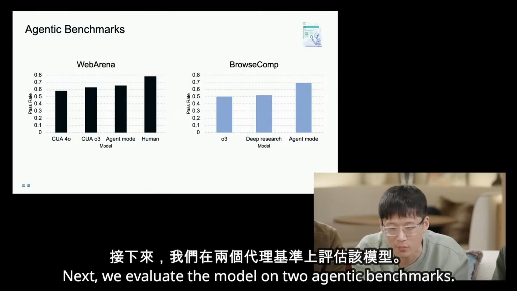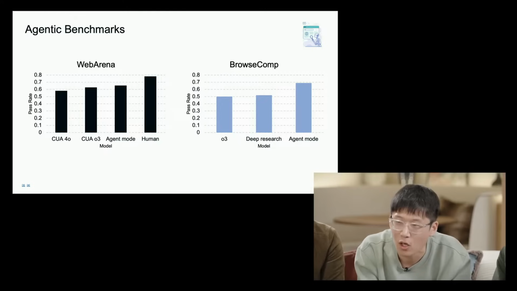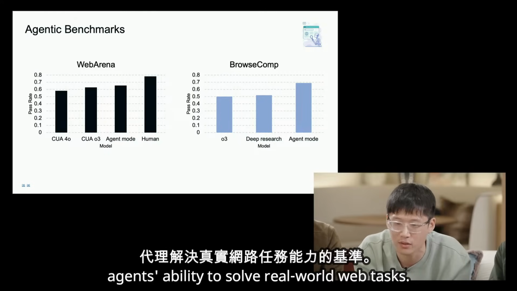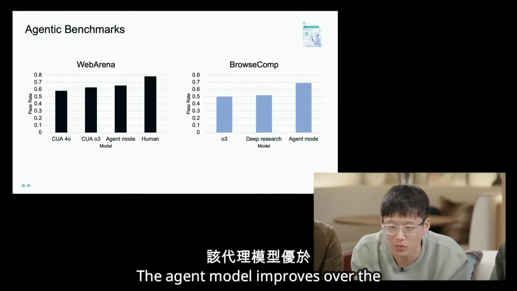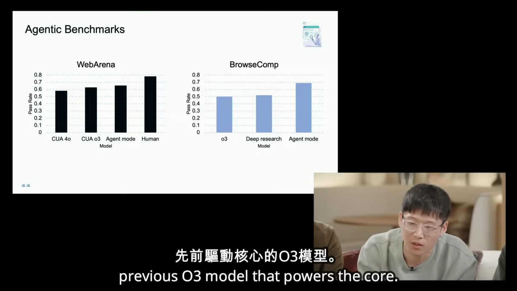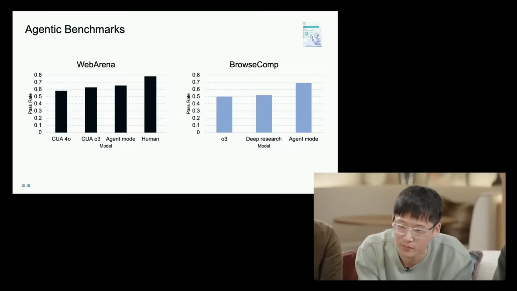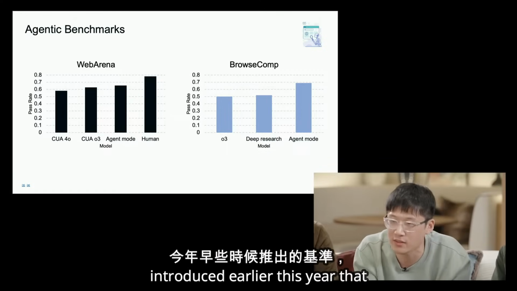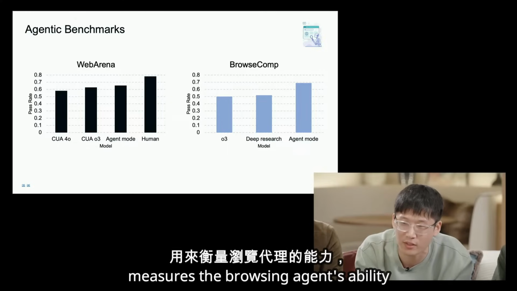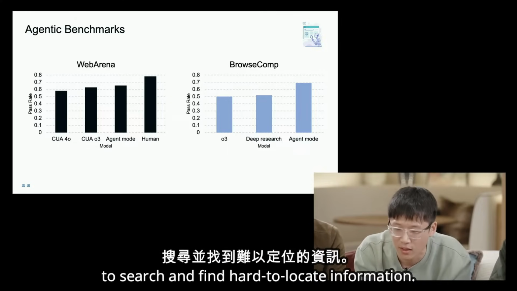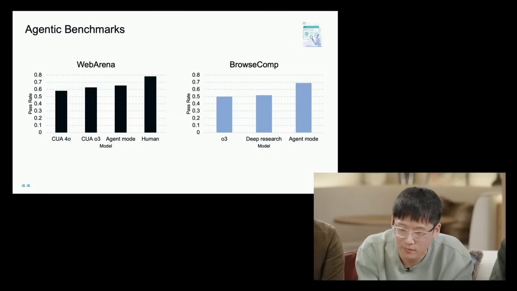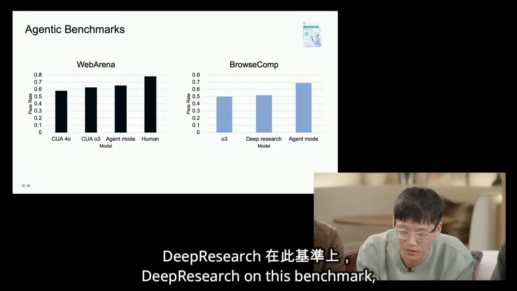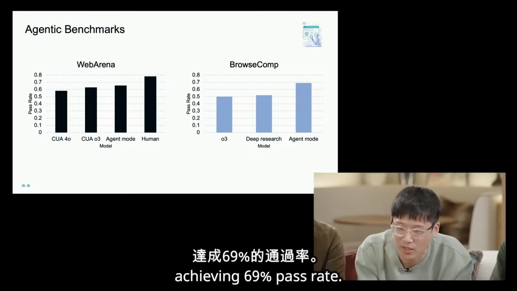Next, we evaluate the model on two agentic benchmarks. WebArena is a benchmark that measures web agents' ability to solve real-world web tasks. The agent model improves over the previous o3 model that powers the core. BrowseComp is a benchmark we introduced earlier this year that measures a browsing agent's ability to search and find hard-to-locate information. The agent model significantly outperforms o3 and deep research on this benchmark, achieving a 69% pass rate.